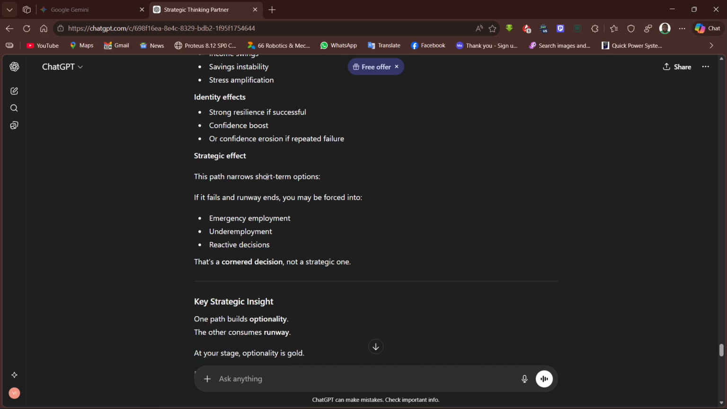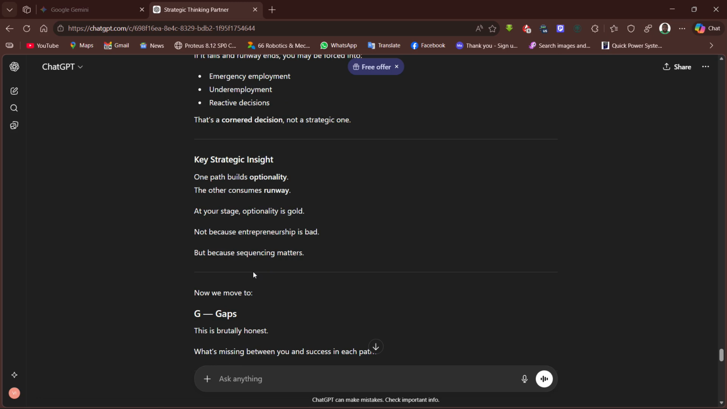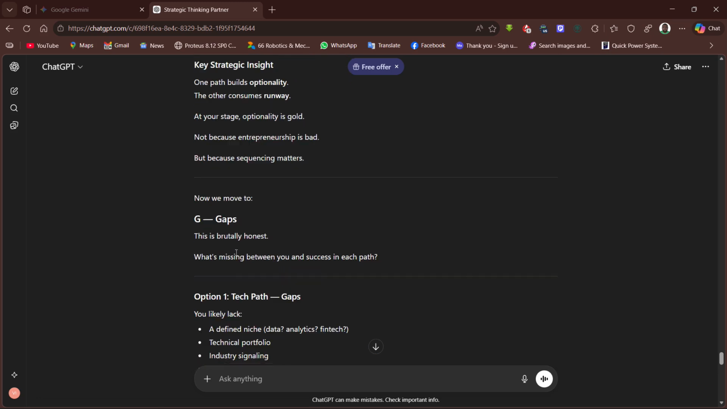This path narrows short-term options, so if it fails and runway ends, you may be forced into emergency employment, underemployment, reactive decisions. It's a cornered decision, not a strategic one. Key strategic insight: one path builds optionality, the other consumes runway. At your stage, optionality is gold. Not because entrepreneurship is bad, but because sequencing matters.